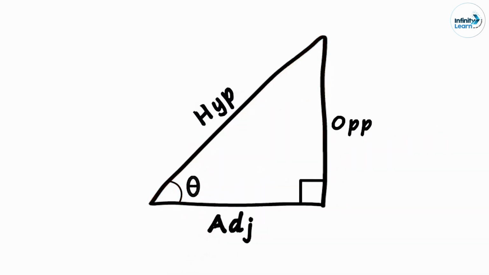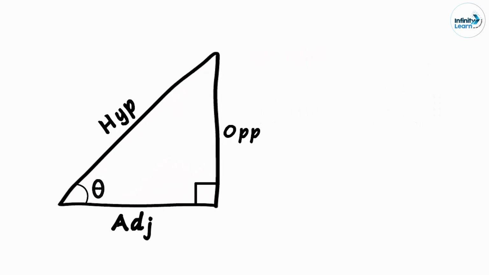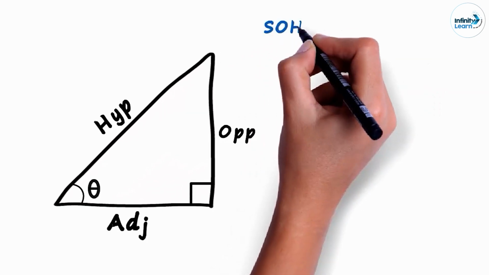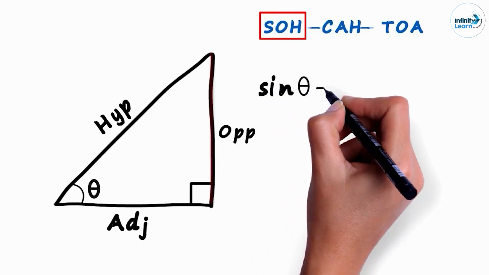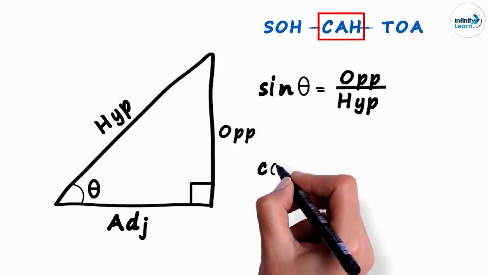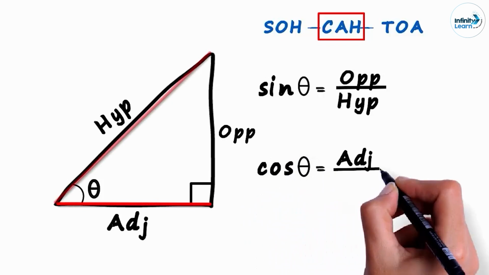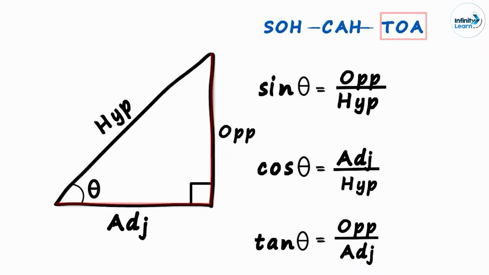We learnt the formulae of the sine, cosine and tangent functions using this right triangle. The code we use to remember the formulae is SOHCAHTOA. SOH tells us that sine theta equals opposite by hypotenuse. CAH tells us that cos theta equals adjacent by hypotenuse. And TOA tells us that tan theta equals opposite by adjacent.